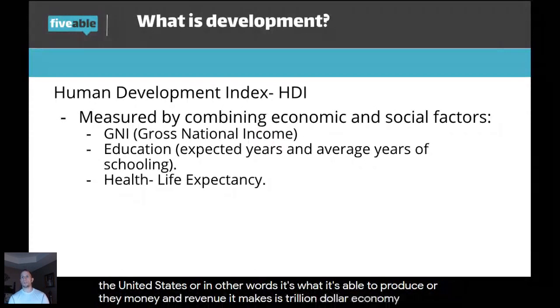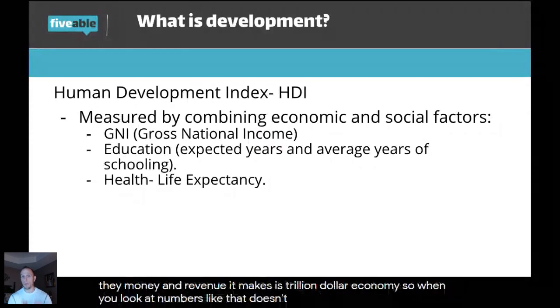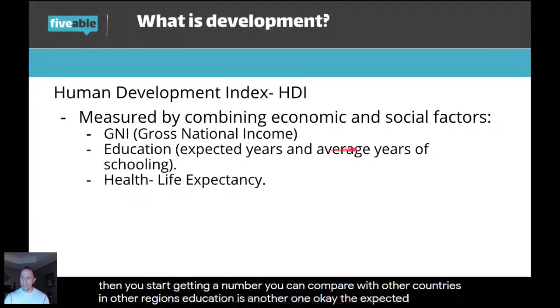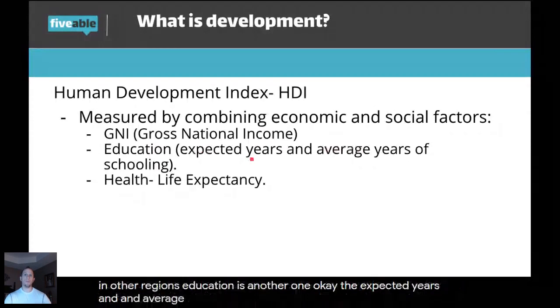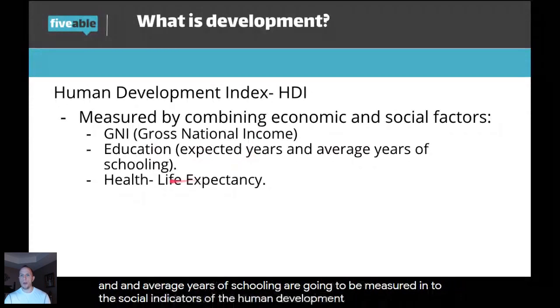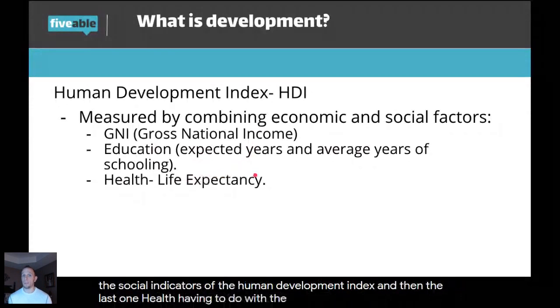So when you look at numbers like that, it doesn't really make a lot of sense. But when you divide that by the amount of people living in the country, then you start getting a number you can compare with other countries and other regions. Education is another one. The expected years and average years of schooling are going to be measured into the social indicators of the Human Development Index. And then the last one, health, having to do with the life expectancy.